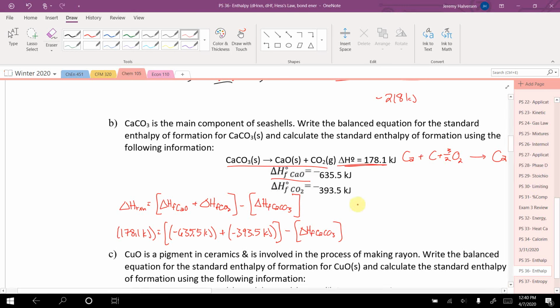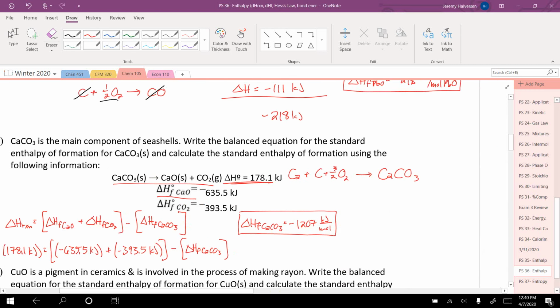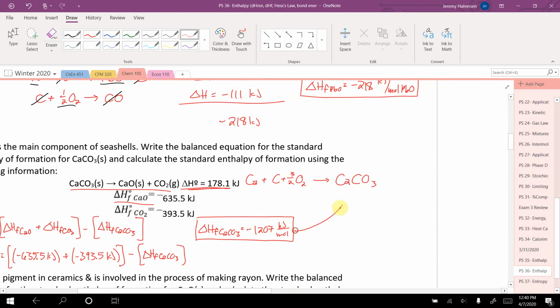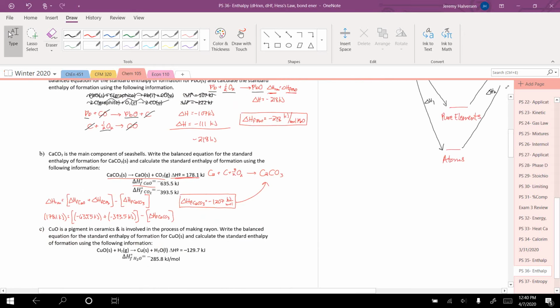I get with the delta H of formation, my unknown variable of CaCO3 is negative 1207 kilojoules per mole, which, if I cared, well, I guess I do care. That means that the enthalpy of this reaction is negative 1207 kilojoules per mole, because this reaction is the formation reaction of CaCO3.